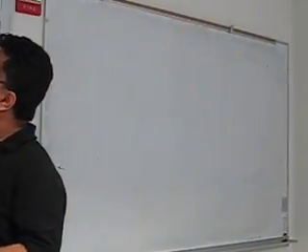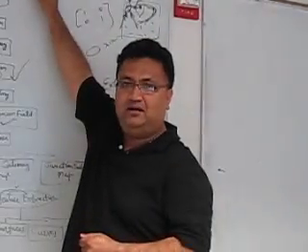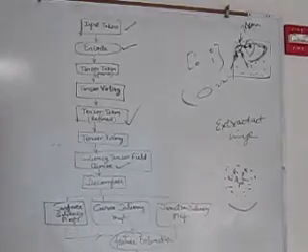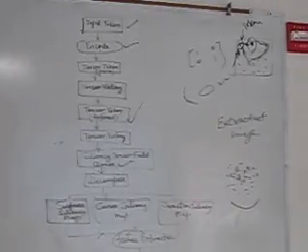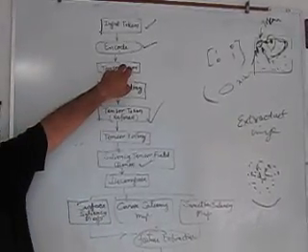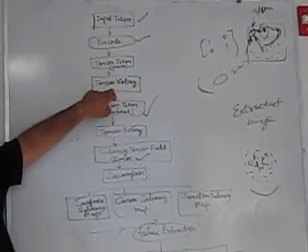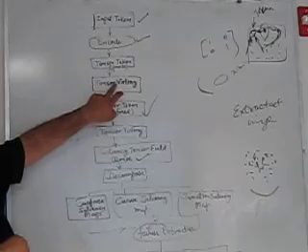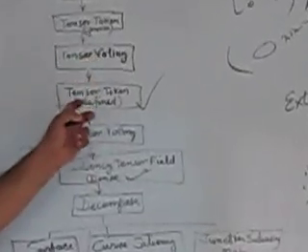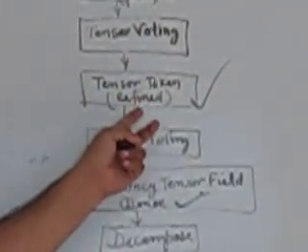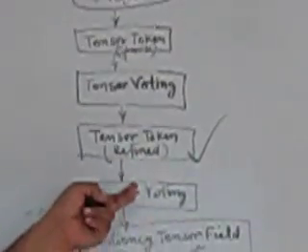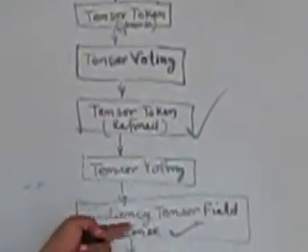Let me discuss some points here. Token input. Okay, the token is encoded in the form of a tensor. When you receive the tensor, it will distribute. This is the step I'm going to explain. After tensor voting, the tensor gets more information, so it becomes refined.